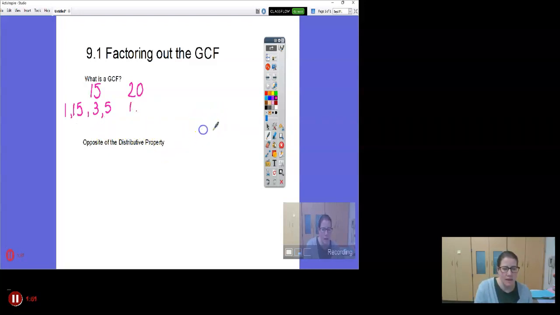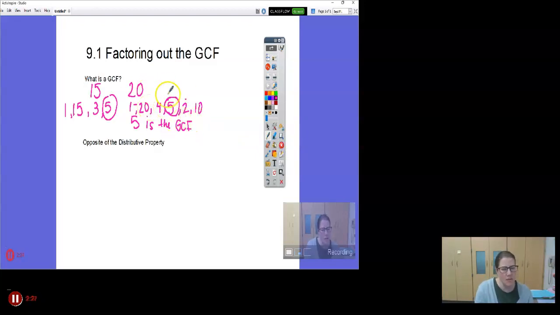For 20, I could multiply 1 times 20 to get 20, or I can multiply 4 times 5. And then I could also do 2 times 10. So for 20, there are 6 factors. As I look at the list of factors, I'm looking for what they have in common. It looks like the only ones in common are 1 and 5, but 5 is the largest one that they have in common. So 5 is the GCF for 15 and 20.